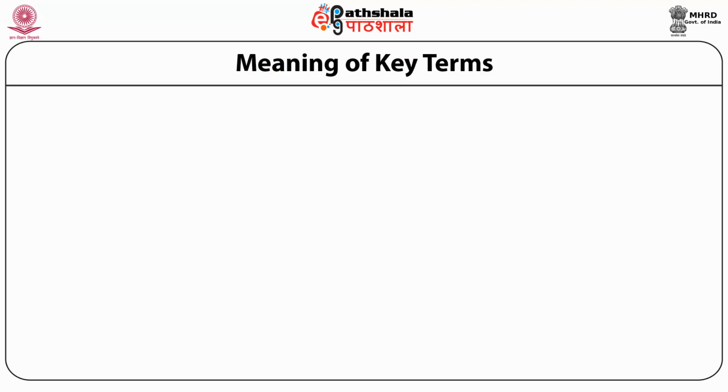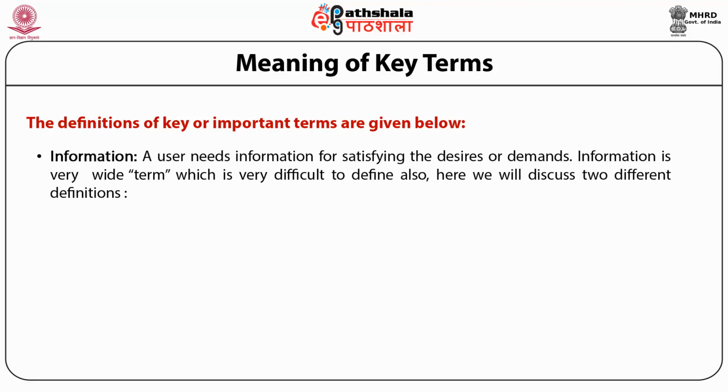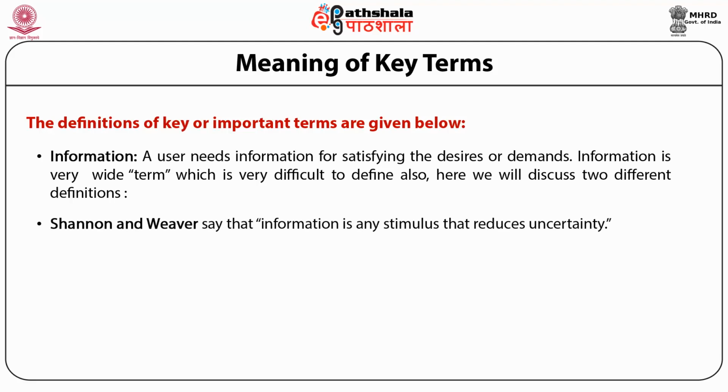Meaning of key terms. The definitions of key or important terms are given below. Information: a user needs information for satisfying desires or demands. So information is a very wide term which is very difficult to define also. Here we will discuss two different definitions. According to Shannon and Weaver, information is any stimulus that reduces uncertainty.